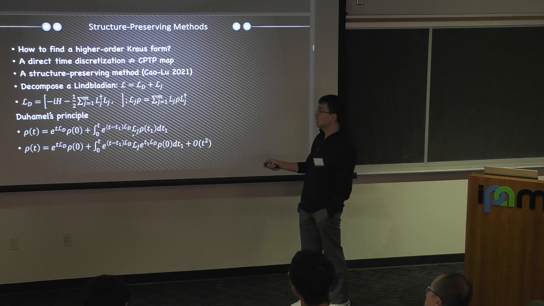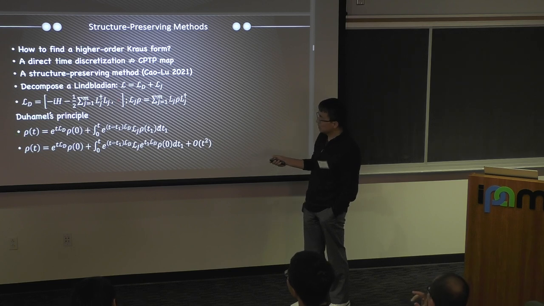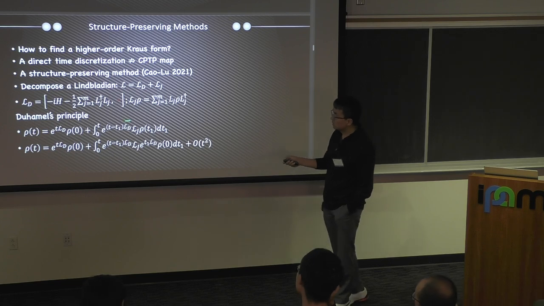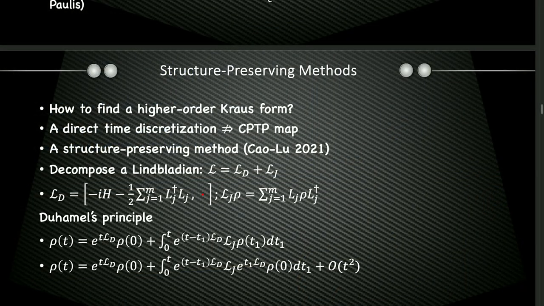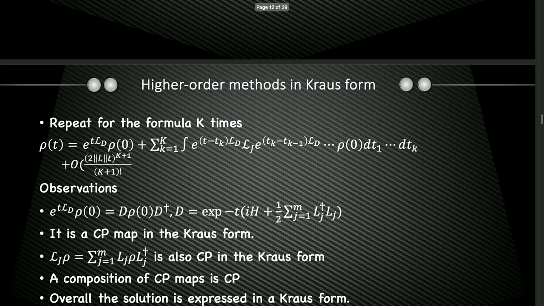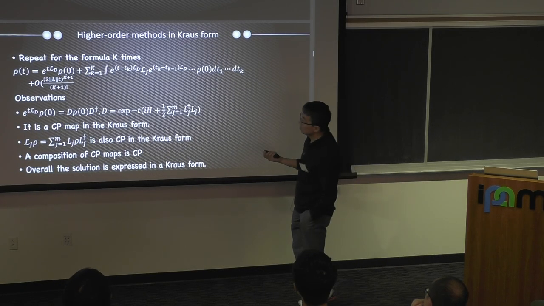This is not an explicit form of the solution, but it's an integral form of the density operator solution. Then you repeat this, so every time you do it, it spits out an integral. In the end, you're going to come up with many, many integrals. Let's see if I can do it. Okay. And you continue until you get enough terms, meaning that the remaining term is less than epsilon. Here, you can set k to be on the order of a log of 1 over epsilon.